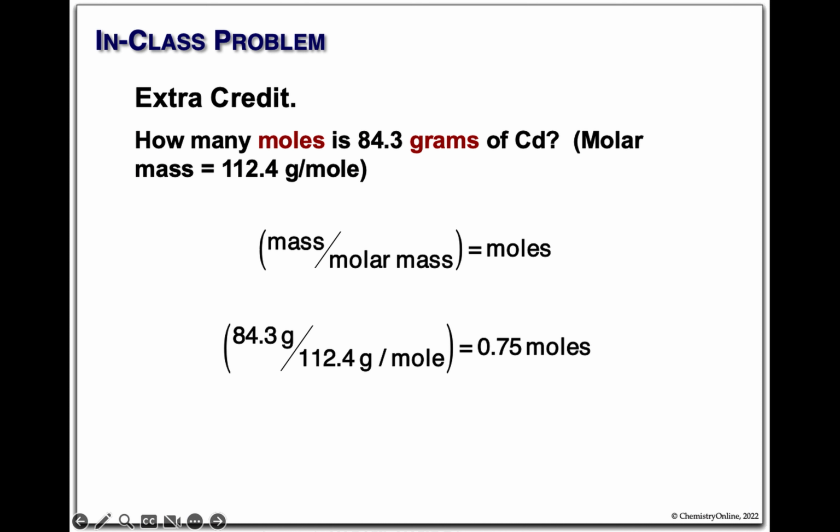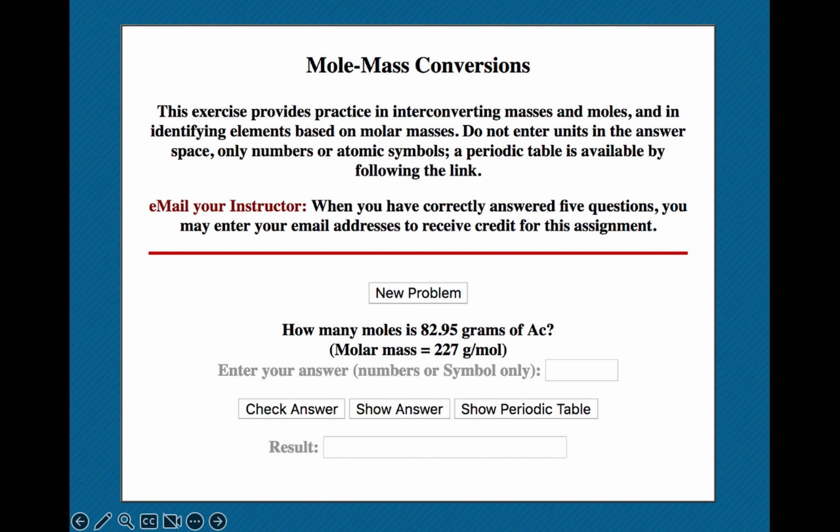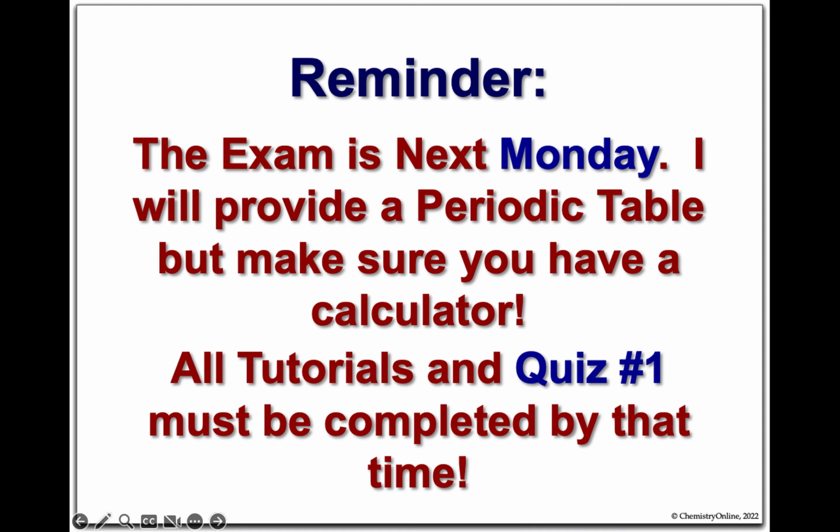Your exam will have, just like this one, 20 questions and a 5-point extra credit. You will not get the same 2 questions in a row though. Sorry. Again, this is straight from the tutorial. Here's a mass, here's a molar mass, and we get moles. All right, I told you to be short.